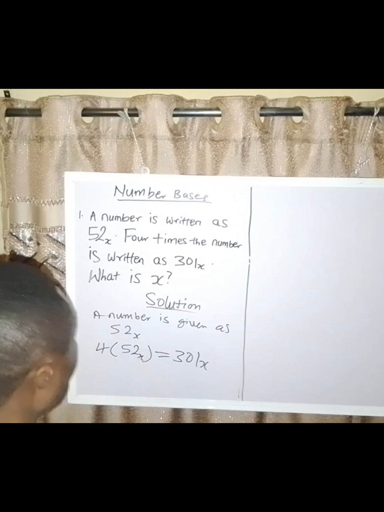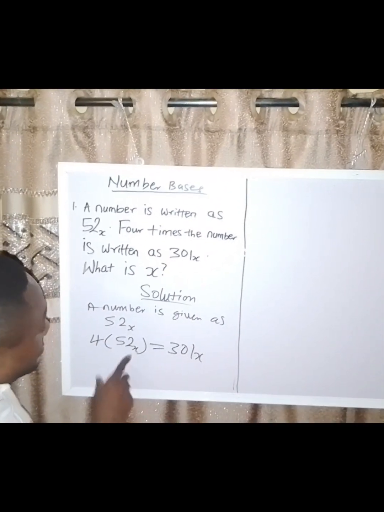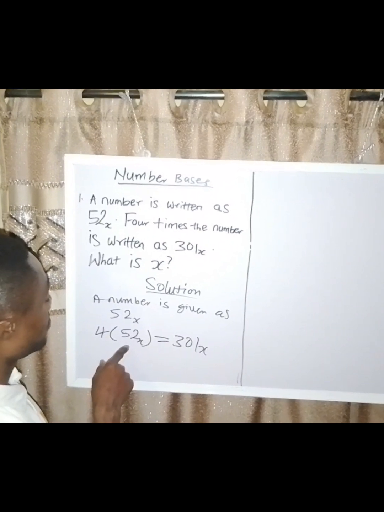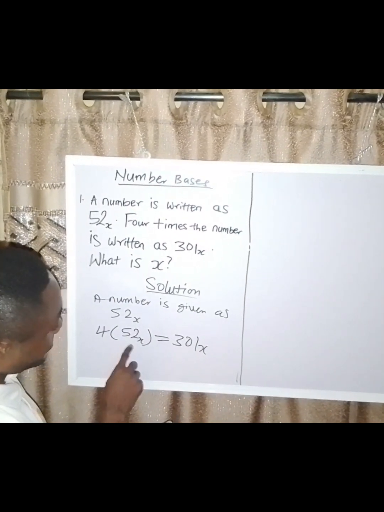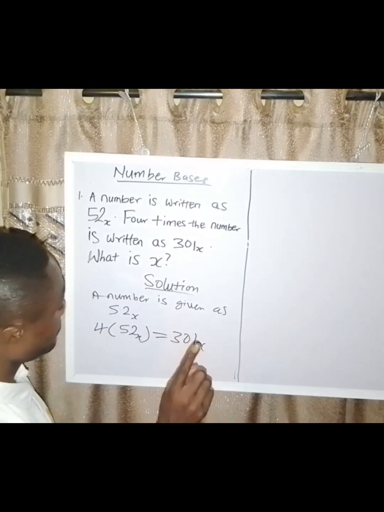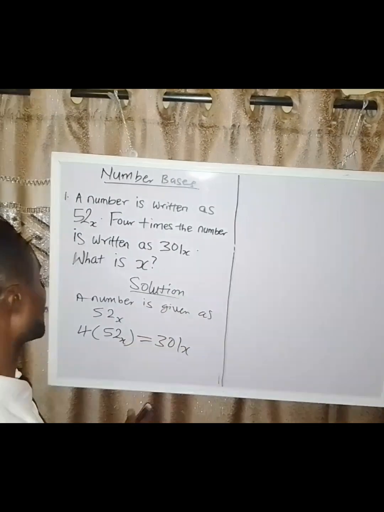So if you look at this question now, we have an equation. So what do you do now? The first step to solve this question further is to make sure you convert these two numbers to base 10. You can't simplify this number in base x. You have to first of all convert it to base 10.